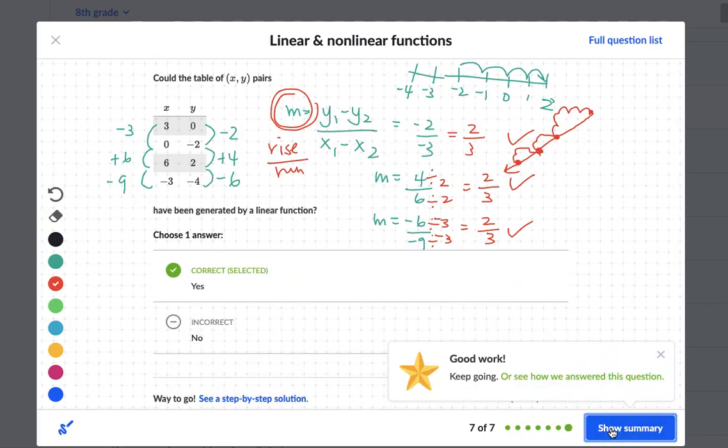Okay, so let me know if you have any questions as you work on these. Remember, for the graph, you're just looking for a straight line. For a table of values, you're going to have to calculate the slope using the change in y, which is on the top, divided by the change in x, which is on the bottom. And remember to reduce to see if you actually do have the same slope.